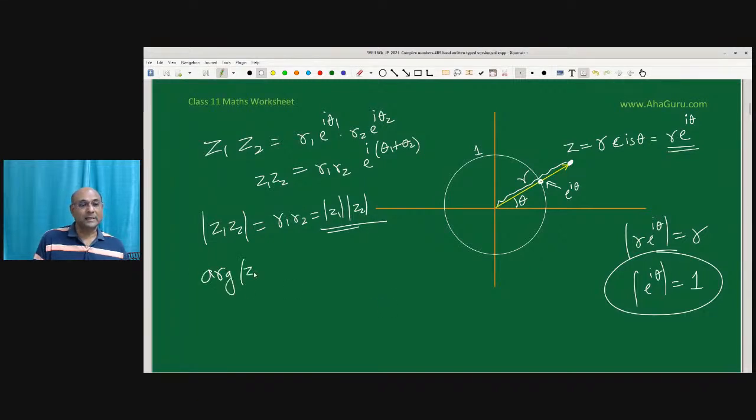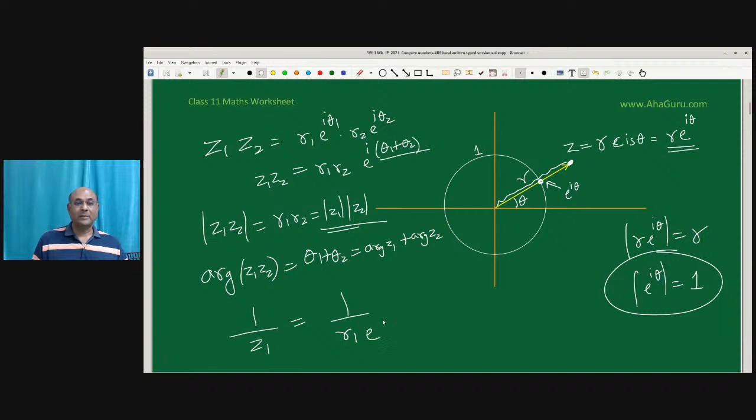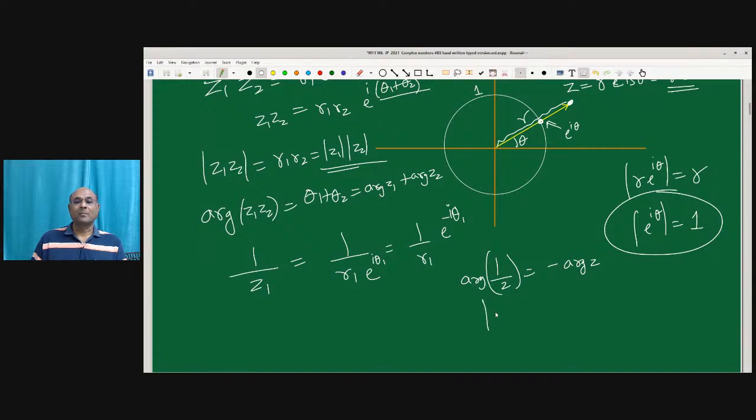Argument of z1 z2, argument is this thing. So theta 1 plus theta 2, which is argument of z1 plus argument of z2. 1 by z1 is 1 by r1 e power i theta 1, which is 1 by r1 e power minus i theta 1. No, because this fellow goes up, it becomes minus. So what is the argument of 1 by z? Well, it is minus of argument of z. Because theta is argument of z, minus of theta 1, so minus of argument of z. Of course, modulus of 1 by z is 1 by r1, which is 1 by modulus of z.